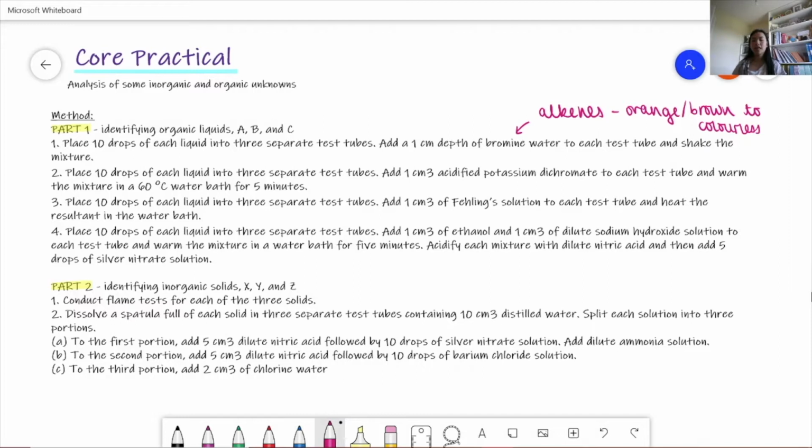And then secondly, we place 10 drops of each liquid into three separate test tubes again and add 1 centimetre cubed of acidified potassium dichromate to each test tube and warm the mixture in a 60 degree water bath for 5 minutes. This acidified potassium dichromate can test for anything which can be oxidised. So we have primary alcohols, secondary alcohols, and also aldehydes. And what happens is that it goes from orange to green.